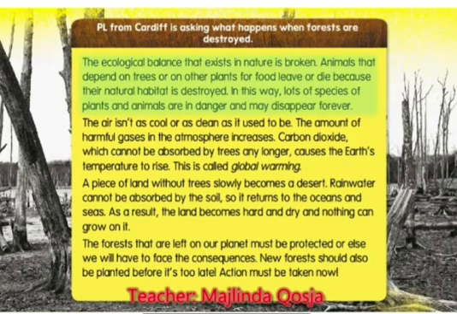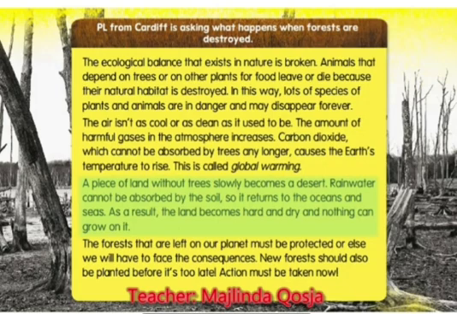The ecological balance that exists in nature is broken. Animals that depend on trees or on other plants for food leave or die because their natural habitat is destroyed. In this way, lots of species of plants and animals are in danger and may disappear forever. The air isn't as cool or as clean as it used to be. The amount of harmful gases in the atmosphere increases. Carbon dioxide, which cannot be absorbed by trees any longer, causes the Earth's temperature to rise. This is called global warming.